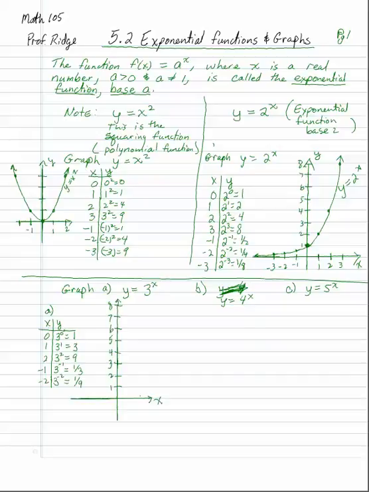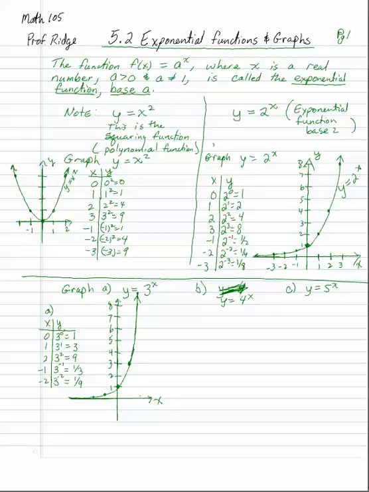Okay, so 0, 1, 1, 3, 2, 9, negative 1, 1/3, negative 2, 1/9. And again, negative 3 would be 1/27, negative 4 would be 1 over 81. So we're getting closer and closer to 0. We're getting pretty close to 0 pretty fast. And here, now it's going to explode. And it's going to have the same general shape. Okay, and again, that's an exponential growth curve.